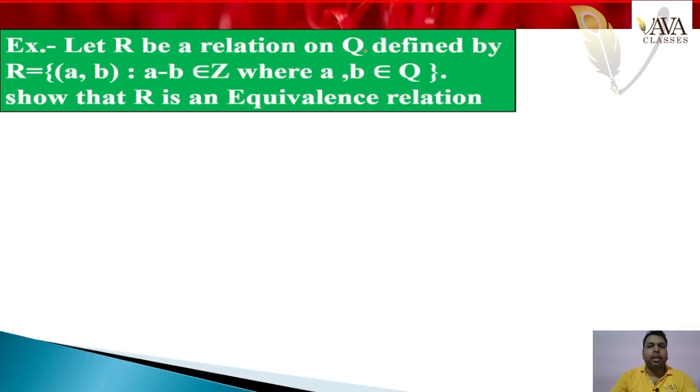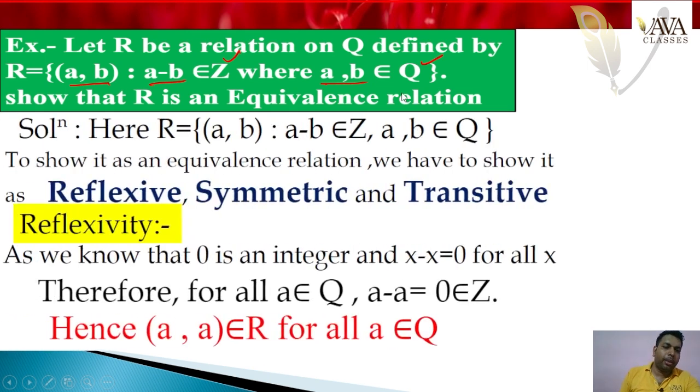Let R be a relation on the set of rational numbers defined by the ordered pair (a, b) such that a minus b belongs to Z, where a, b belong to Q. Show that R is an equivalence relation. Very interesting question. Here R equals the ordered pairs (a, b) such that a minus b belongs to Z, where a, b belong to the rational numbers. To show it is an equivalence relation, we have to show it is reflexive, symmetric, and transitive.